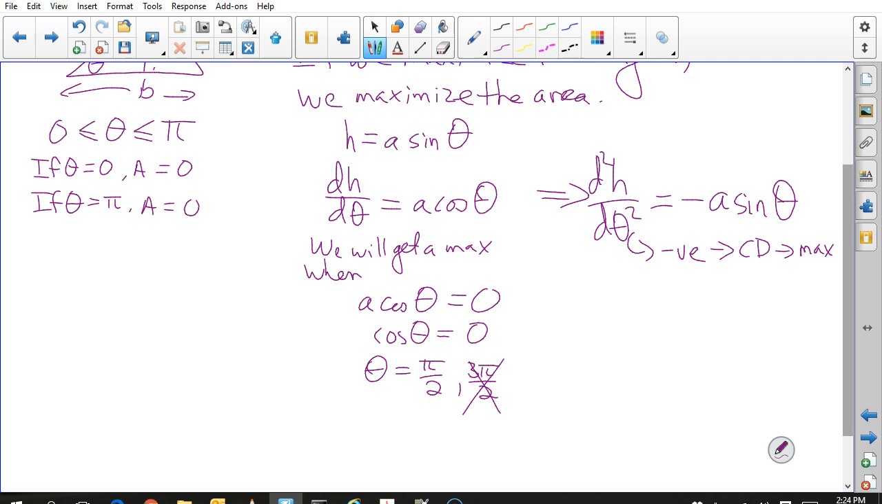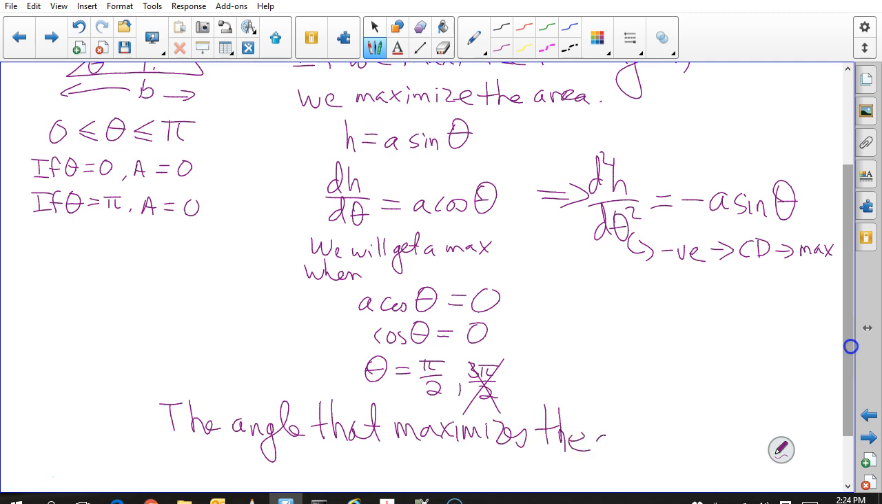So we have a max at pi over 2, and what did it actually ask for? Determine the value of theta. So we've done it. The angle that maximizes the area of the triangle is pi over 2, right?